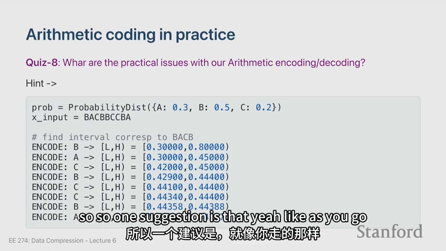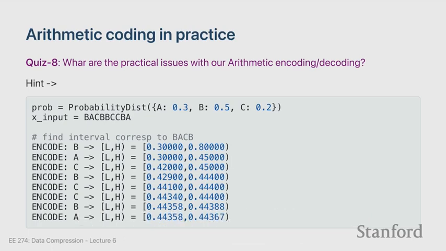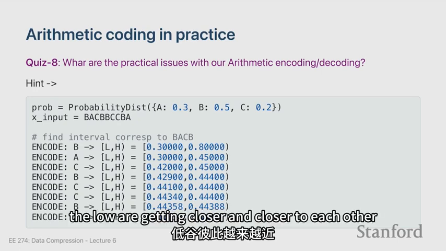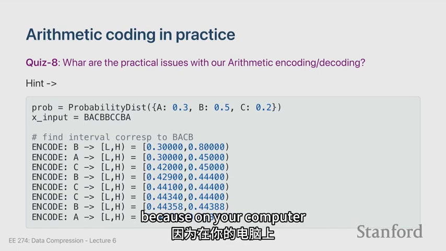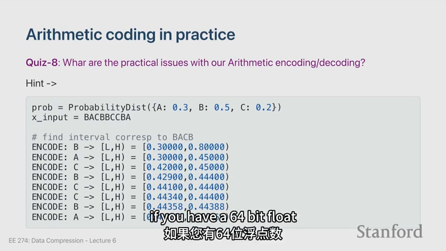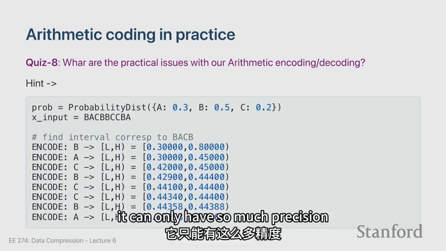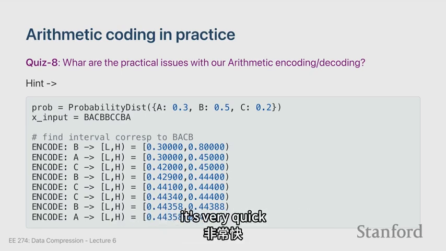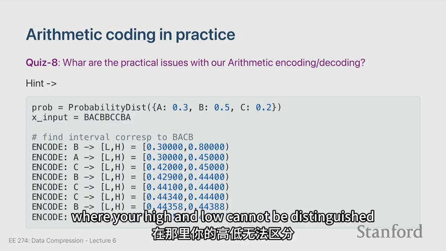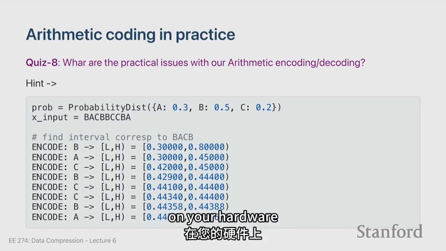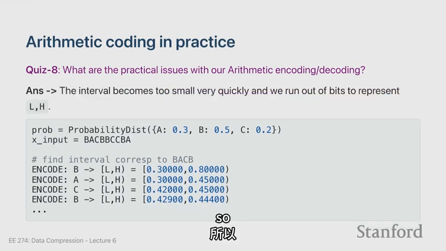One suggestion is that, as you go more and more, the high and the low are getting closer and closer to each other. Very soon you will run into precision issues, because on your computer a 64-bit float can only have so much precision. Within about 100 symbols, you would run into precision issues where your high and low cannot be distinguished on your hardware.